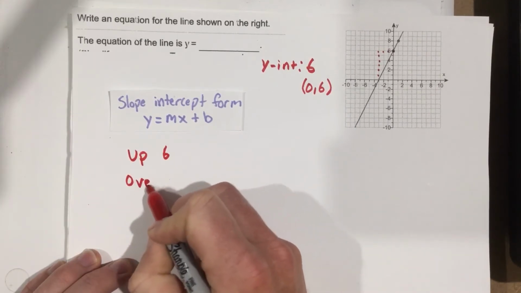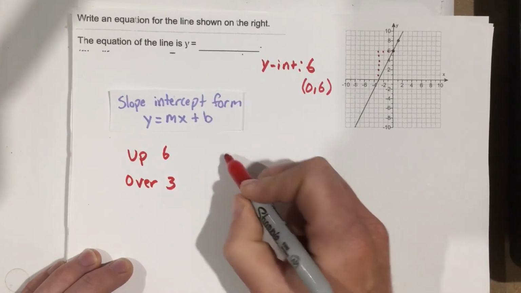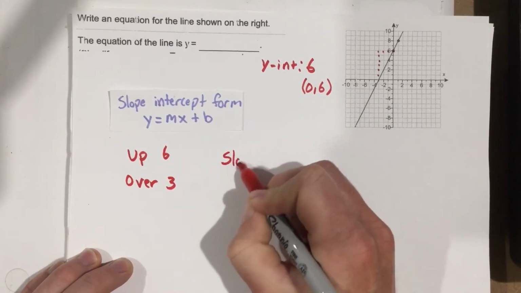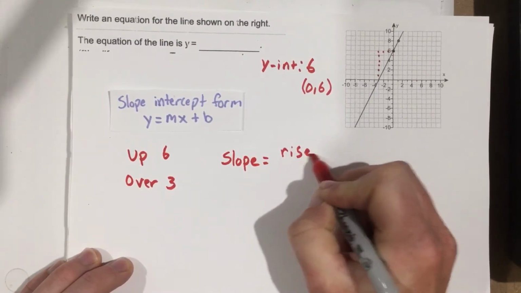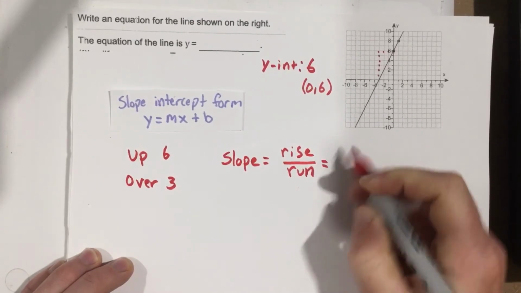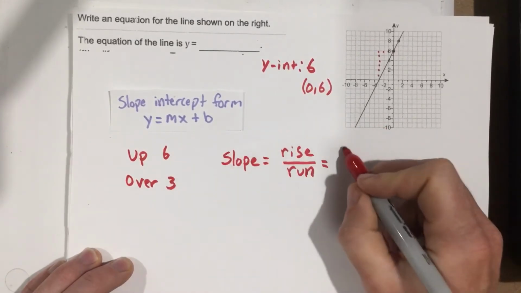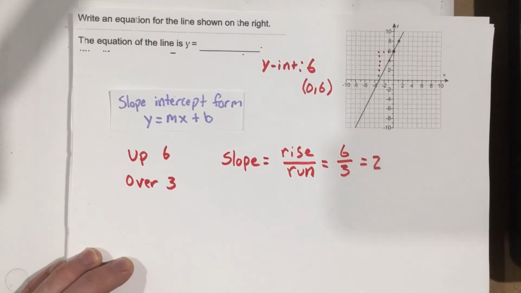So up 6, over 3, and we can find the slope. We know slope is always equal to the rise divided by the run. Our rise is 6, up 6. Our run is 3, over 3, so that means our slope is 2.